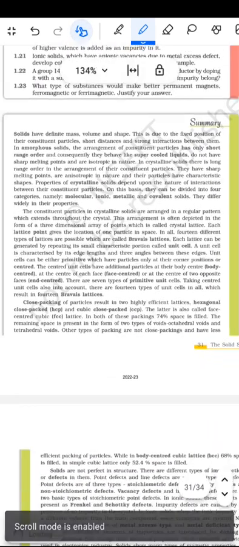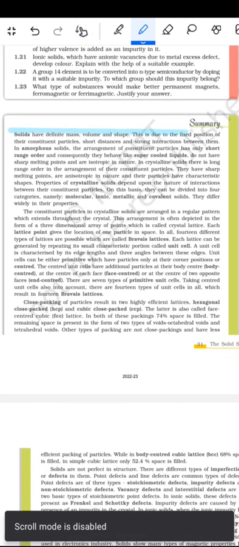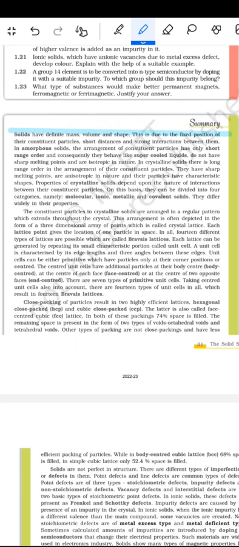अब समरी में एनसीईआरटी कह रहा है कि solids have definite mass, volume and shape. This is due to the fixed position of their constituent particles, short distances and the strong interaction between them. In the amorphous solid, the arrangement of the constituent particles is only short range order and consequently they behave like supercooled liquids, do not have sharp melting points and are isotropic in nature.